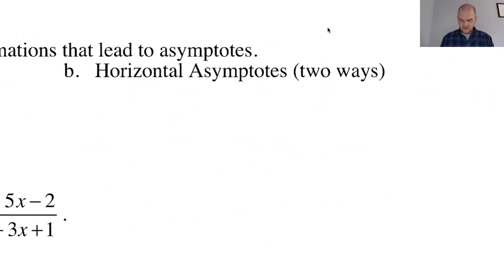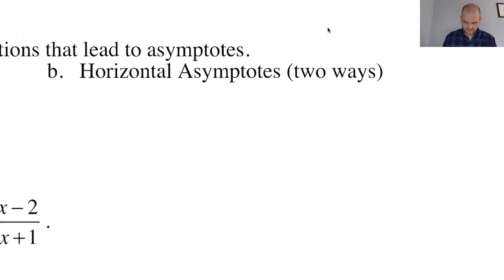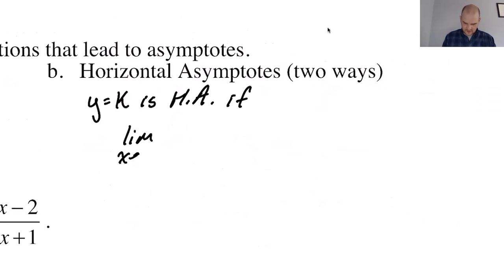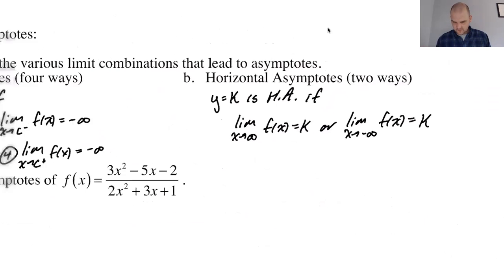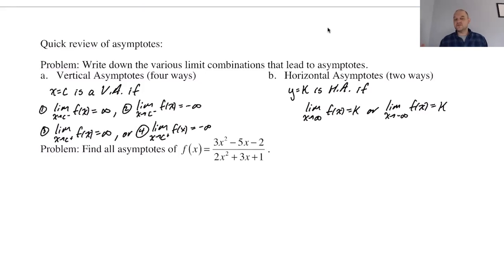Definitely. All right, a horizontal asymptote, a little bit different, right? So usually it's y equals k is a horizontal asymptote if the limit as x approaches infinity of f of x equals k, or the limit as x approaches negative infinity of f of x equals k, where k is a finite number. So those are your options, and so those are your justifications, right?